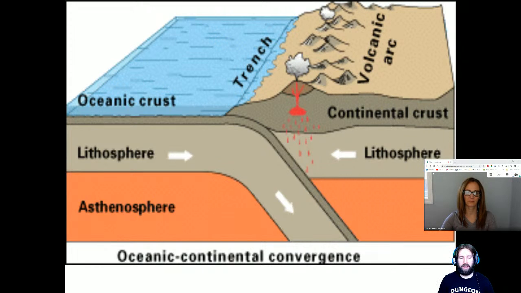So here we have an oceanic plate and a continental, and they are coming towards each other. Again, this is a convergent boundary. Convergent meaning that they are headed towards each other. And like we said, the oceanic is going to be more dense.